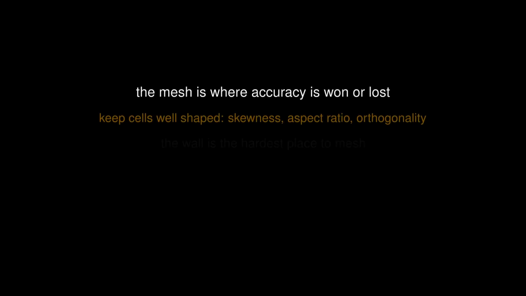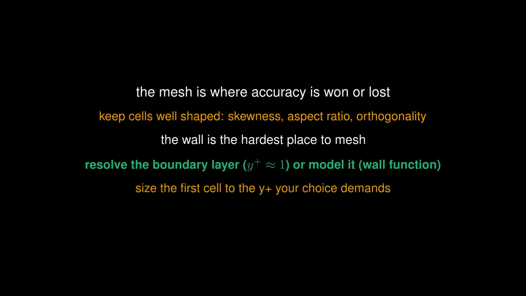So the mesh isn't bookkeeping. It's where accuracy is won or lost. Keep your cells well shaped and treat the wall with respect. Decide up front whether you're resolving the boundary layer or modeling it, and size your first cell to the y+ that choice demands. Get the wall right, and the rest of the simulation has a chance. Get it wrong, and nothing downstream can save you.